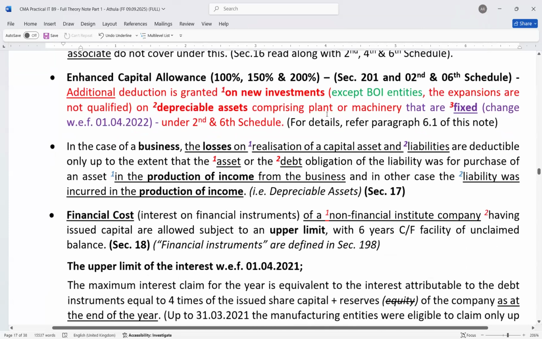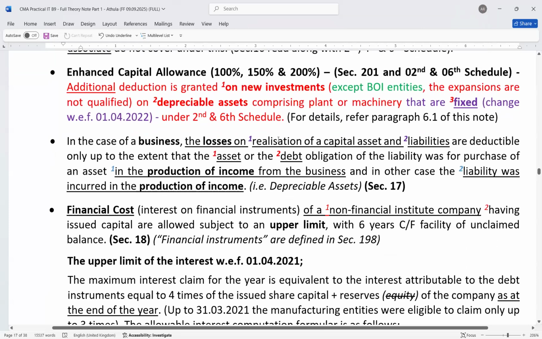In the case of a business, the losses on realization of capital assets and liabilities are deductible only up to the extent that the asset or debt obligation of the liability was purchased as an asset in the production of income from the business, or the liability was incurred in the production of income. In those cases, we can claim it. For detailed aspects of enhanced capital allowances, I have given that in paragraph 6.1, we will read it separately.